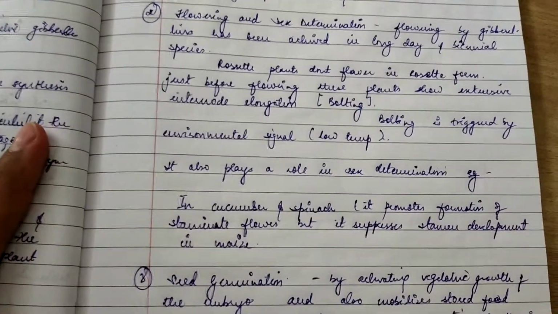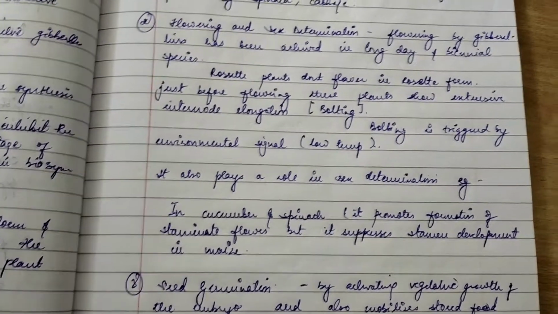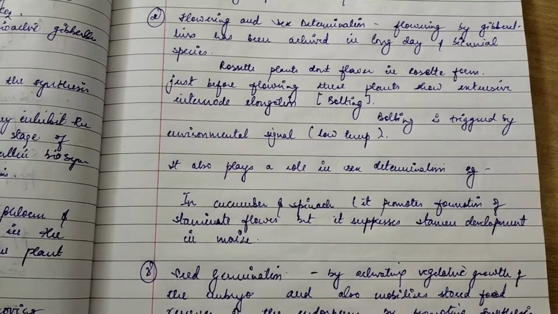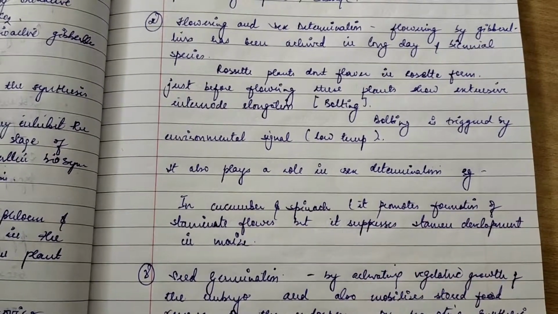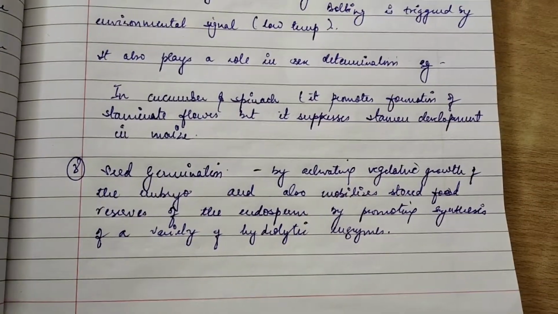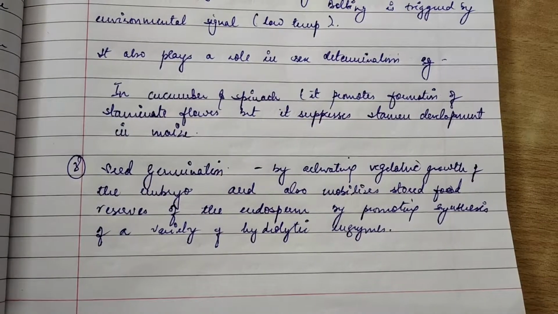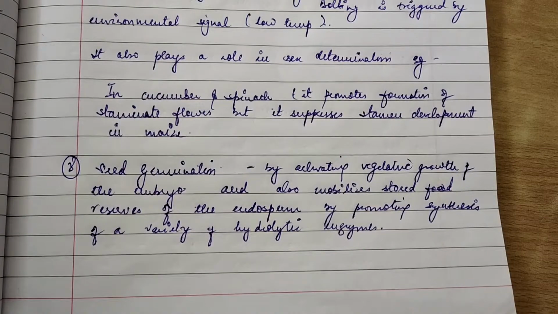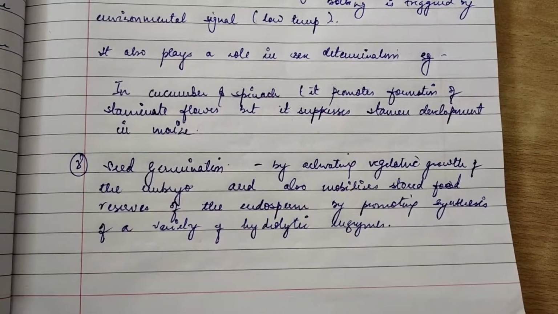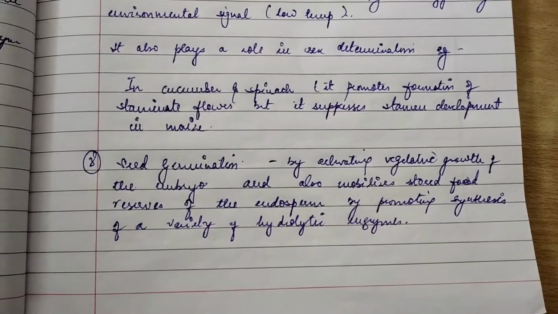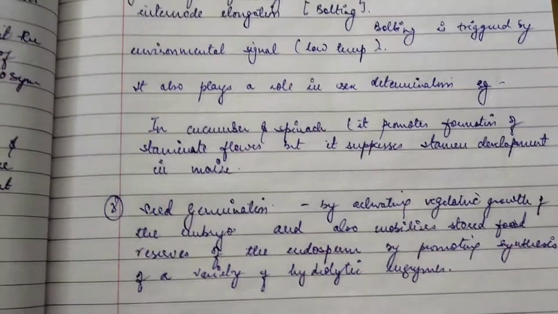It also plays a role in sex determination. For example, in cucumber and spinach it may promote the formation of staminate flowers, that is with the help of stamens, but it suppresses the stamen development in case of maize. ठीक है. Now seed germination भी होता है इसका एक function. And in seed germination, it acts by activating the vegetative growth of the embryo and also mobilizes the stored food reserves of the endosperm by promoting synthesis of a variety of hydrolytic enzymes. ठीक है. All this is done.